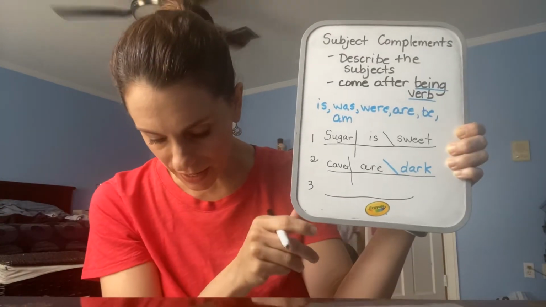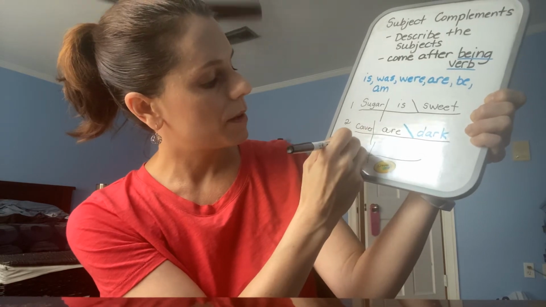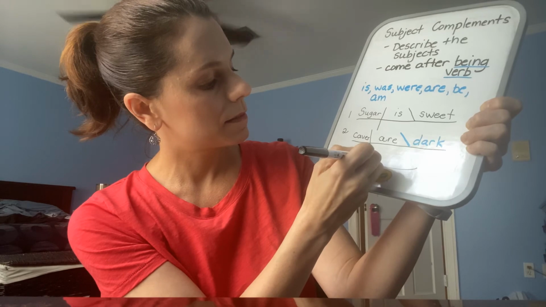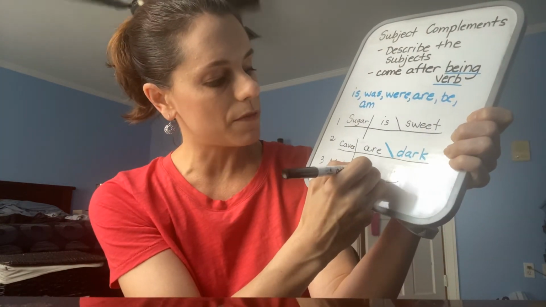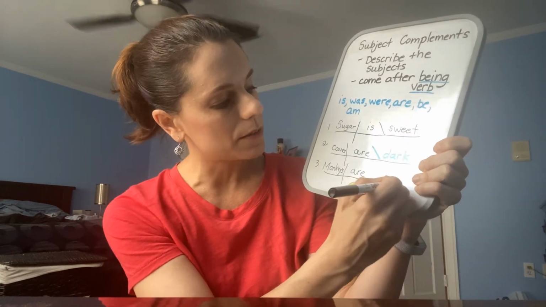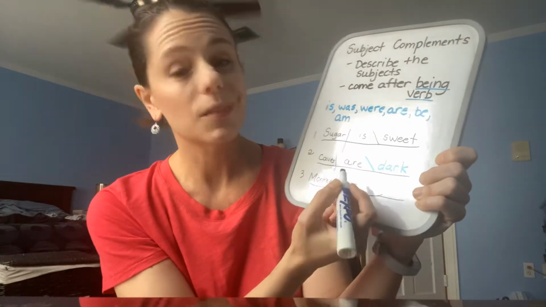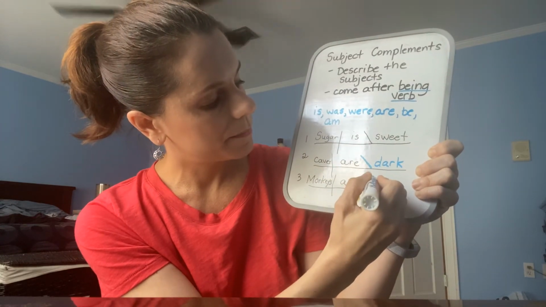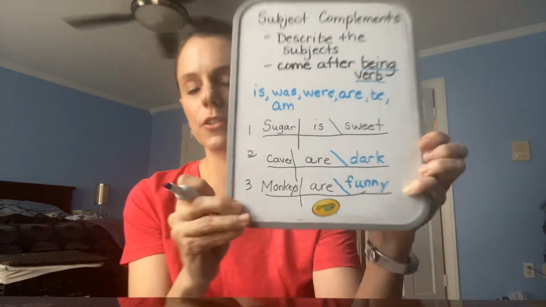Okay, number 3, monkeys are. So I'm going to do the line all the way through. Monkeys is the subject. Are is the being verb. What are monkeys? What's describing the monkeys? Monkeys are funny. Diagonal line. Funny. Okay? There's exercise 1.